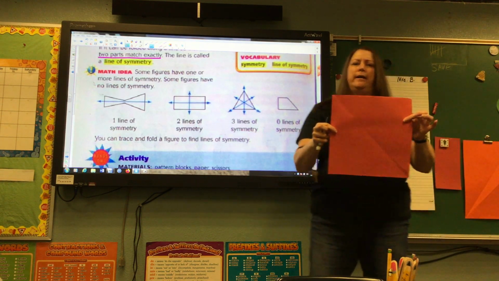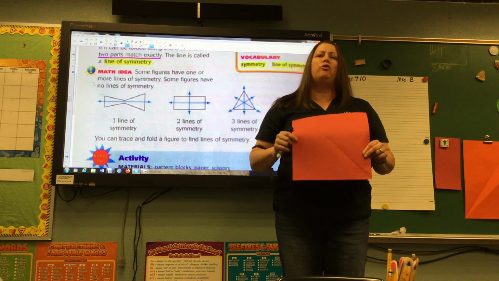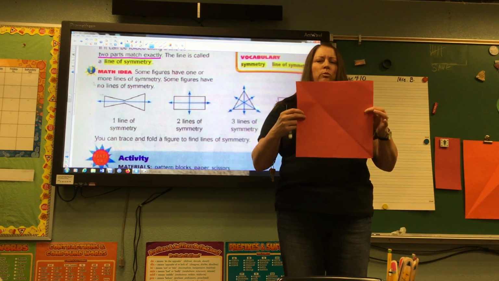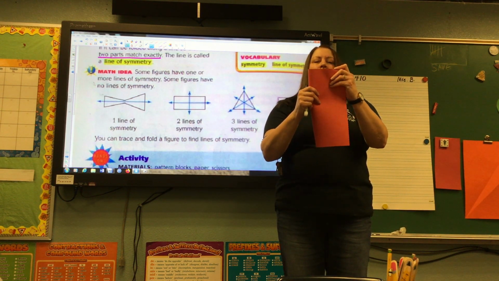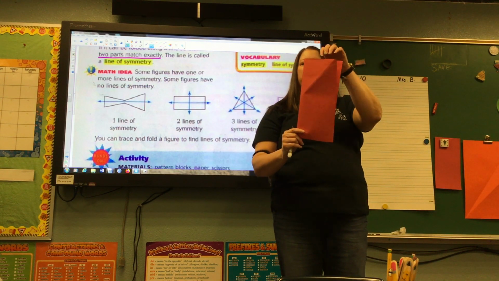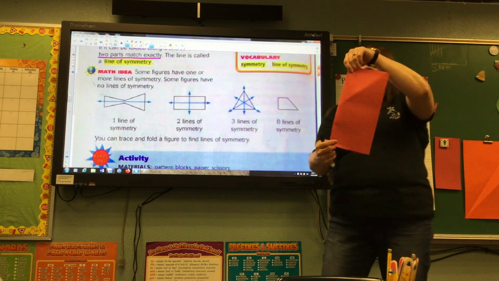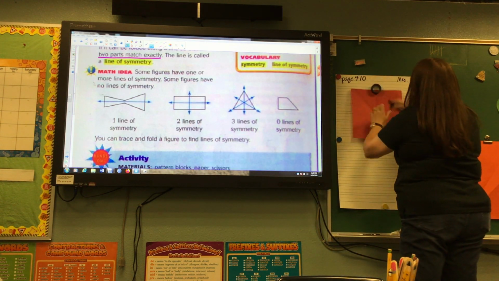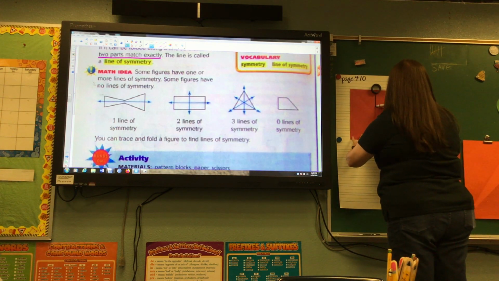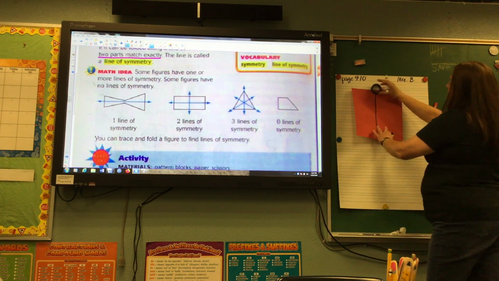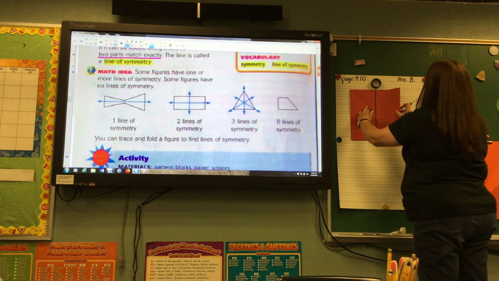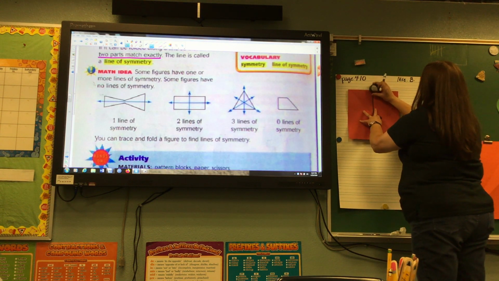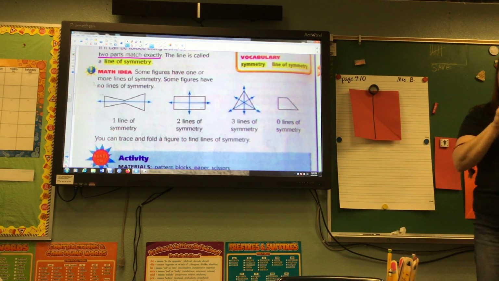The first shape I'm going to grab is a square. Now, think about it. Is there any way I can fold this square so that it folds completely in half and both sides match? One way I'm going to fold it is this way, making the corners match. I open it up, and both sides match exactly. There's my first one, and I'm going to draw the line of symmetry with my marker. If I fold that square in half, both sides match completely. That shape has symmetry.